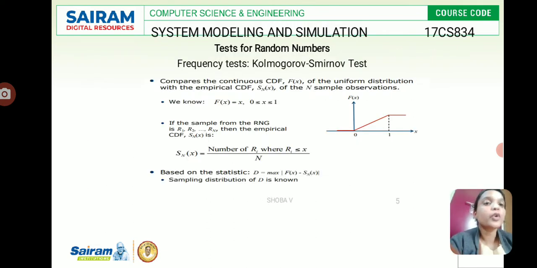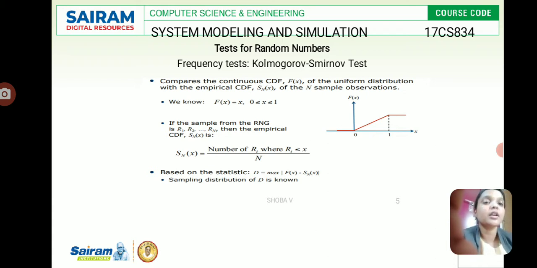This is the Kolmogorov-Smirnov test. It compares the continuous cumulative distribution function of the uniform distribution with the empirical CDF. We have sample observations. F of x equals x for 0 to 1. If the sample from the RNG is R1, R2, up to Rn, then the empirical CDF is the number of Ri that are less than or equal to x, divided by n. Based on the statistic, we are going to proceed further. So we have a sample observation.